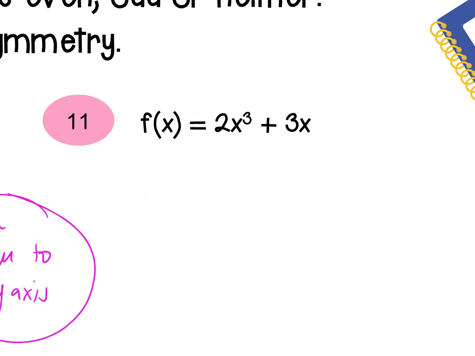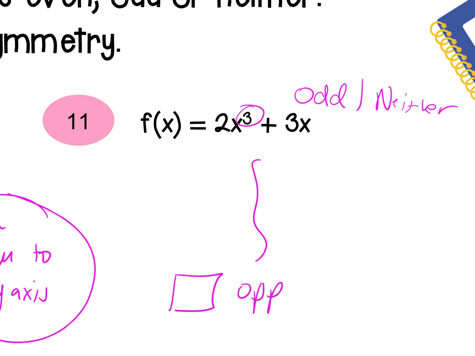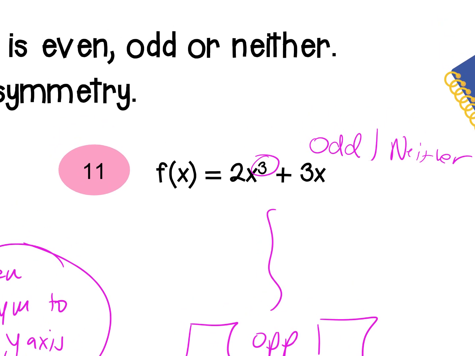Highest exponent, 3. So this function is either odd or neither. Good. If it's odd, the answer should be what of each other? Opposites. Good. I like to set it up like this so I can actually see the answer at the end. Oh yeah, they're opposites. We're good. So again, 2 and -2 work every time if you want to. Pick whatever you would like. It's got to be bigger than 1 and its opposite.